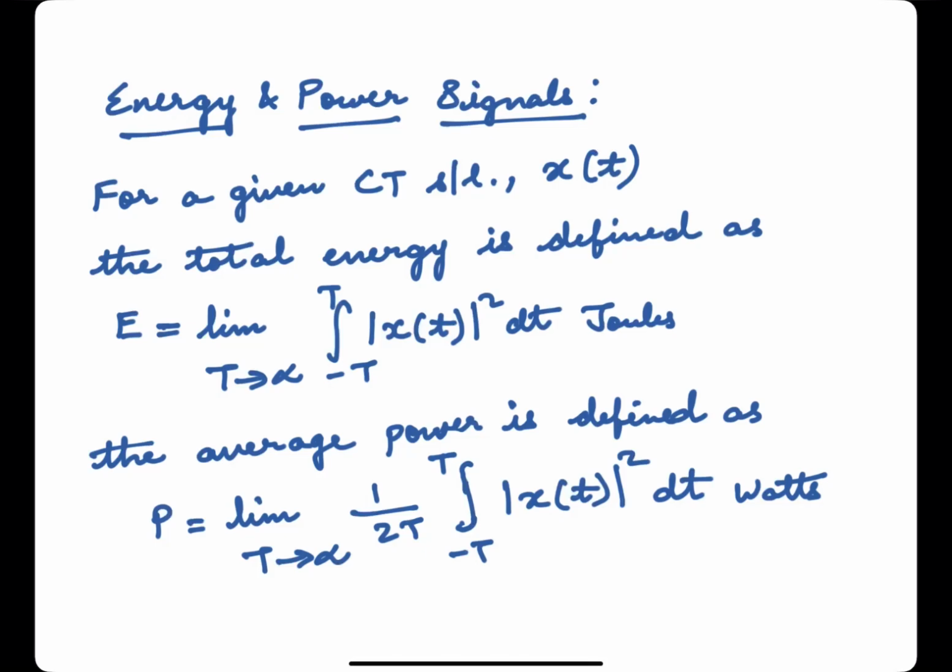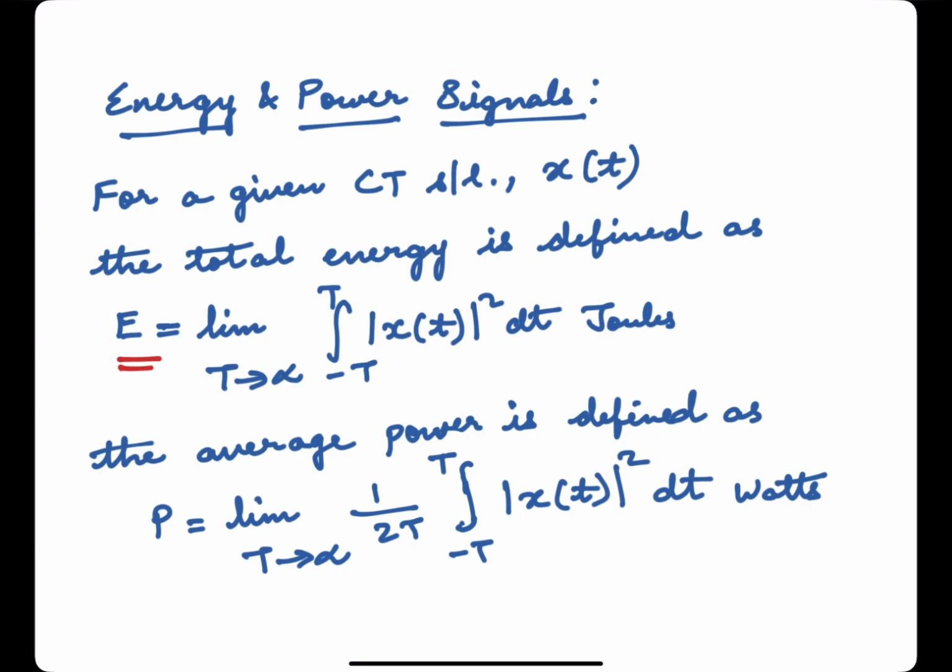Good day all. In this video, we will discuss what an energy signal and a power signal are. For any given continuous time signal x(t), the total energy is defined as E = limit T tends to infinity integral from -T to T of |x(t)|^2 dt, in joules.